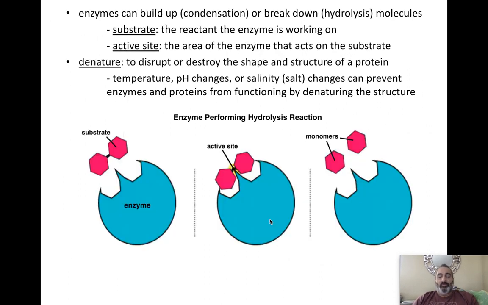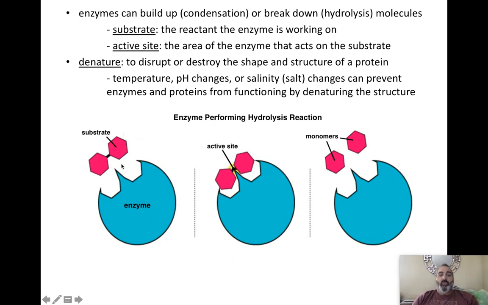What can enzymes do? In this picture, I'm showing you an enzyme doing a hydrolysis reaction. Well, enzymes can build or break down. This is just showing you a breaking down reaction. So here's the enzyme. This area here is the active site as being shown here. This is the area that performs the work on the enzyme. Okay, so the fancy terms you need to know are this. The thing the enzyme is working on is called the substrate. The area of the enzyme that does the job, does the work, is called the active site.